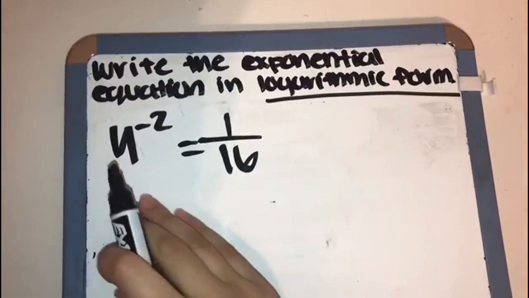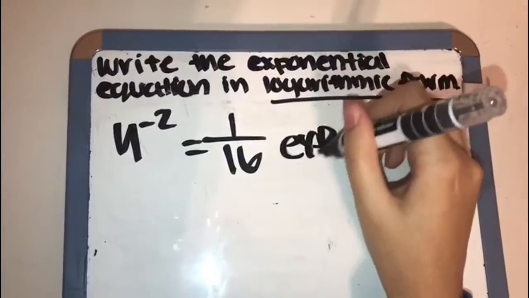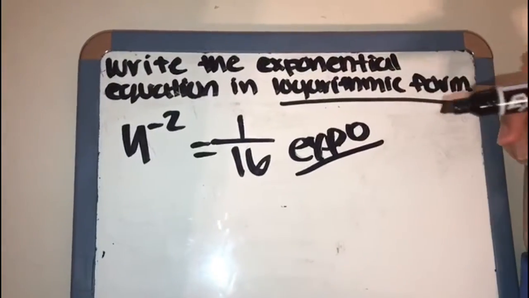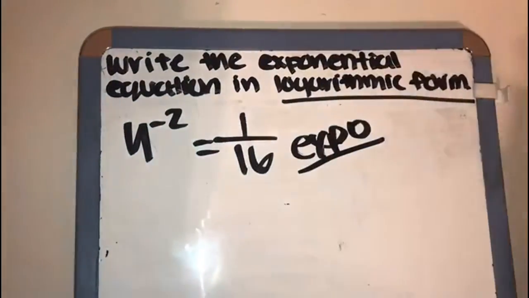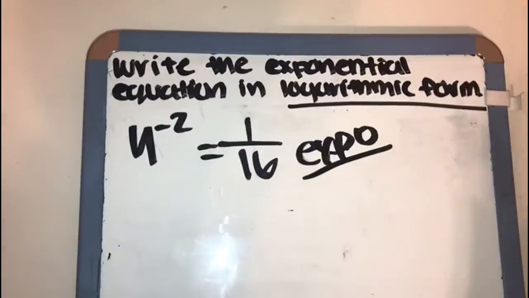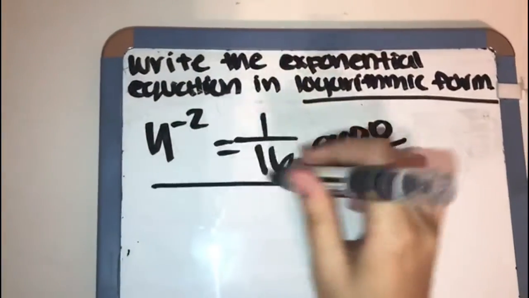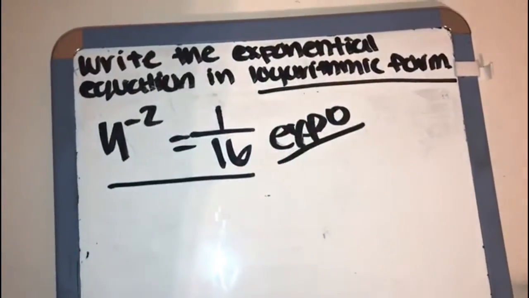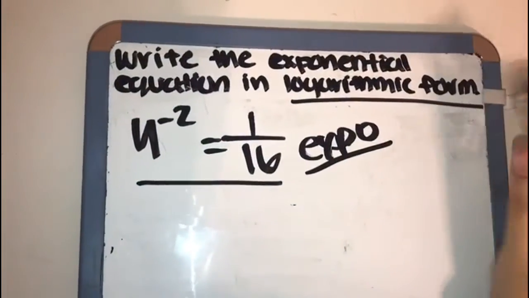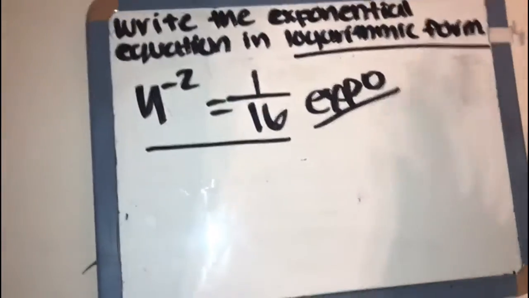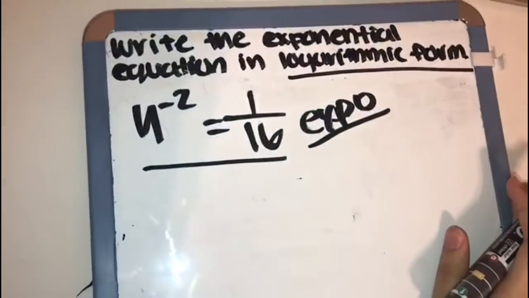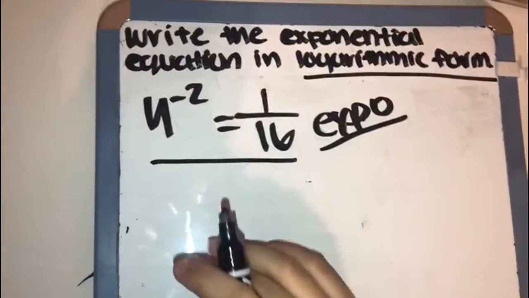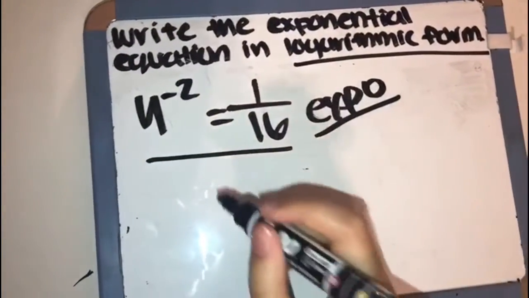Now, this is an exponential form. It says to write the exponential equation. Some people get confused and ask, what is an exponential equation? The equation that they gave you is the exponential equation. The goal here is to change it to the logarithmic form. Some of you may understand how to change it since you kind of know how, but if you don't, I'm here to help you, and this is a great way to start.